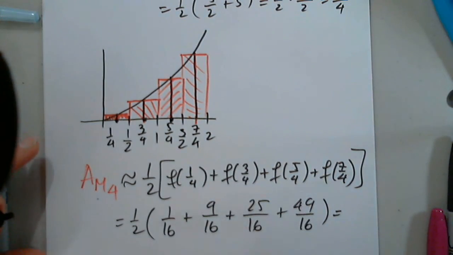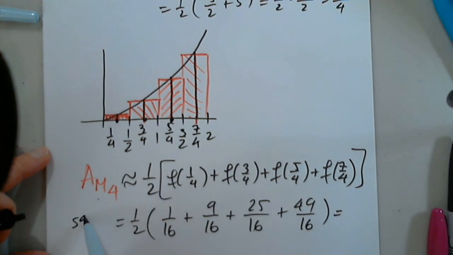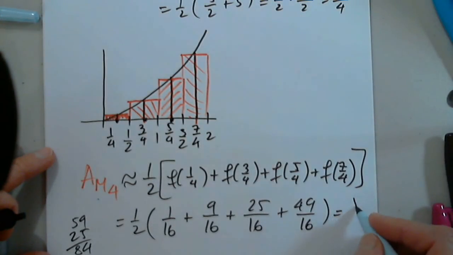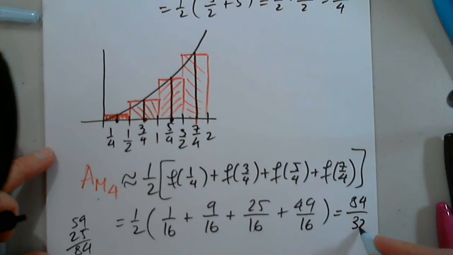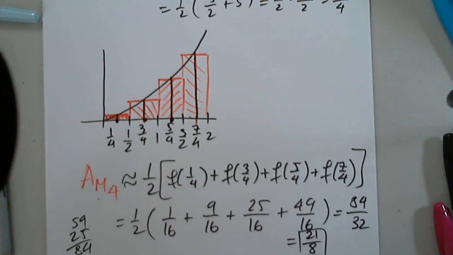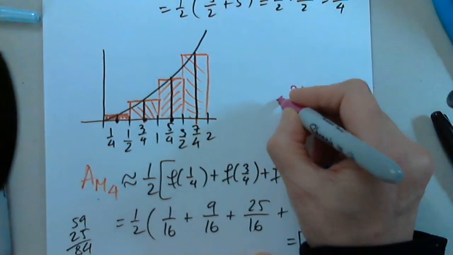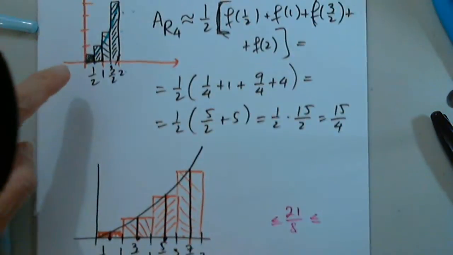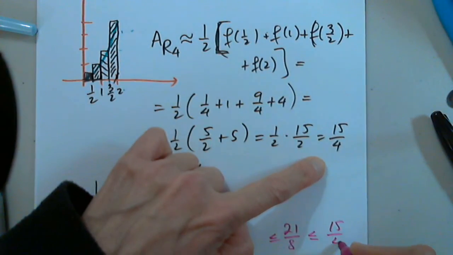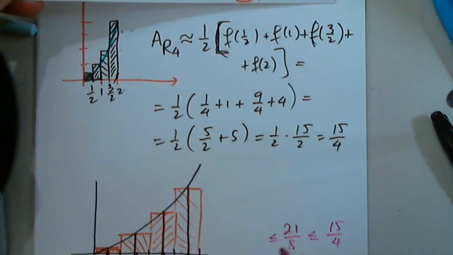So what do I have here? So it's 10, so this is 59 and 25. I think I have 84. So I have 84 divided by 32. And I can simplify, right? If I simplify by 4, I get 21 over 8. Now, in this situation, 21 over 8 should be between the overestimation and the underestimation.